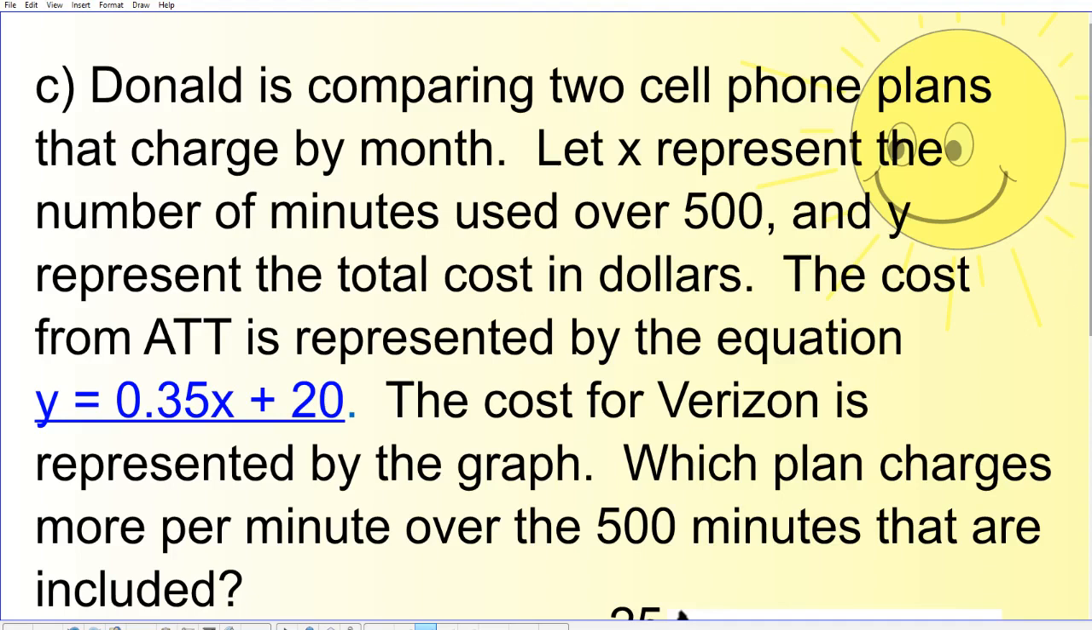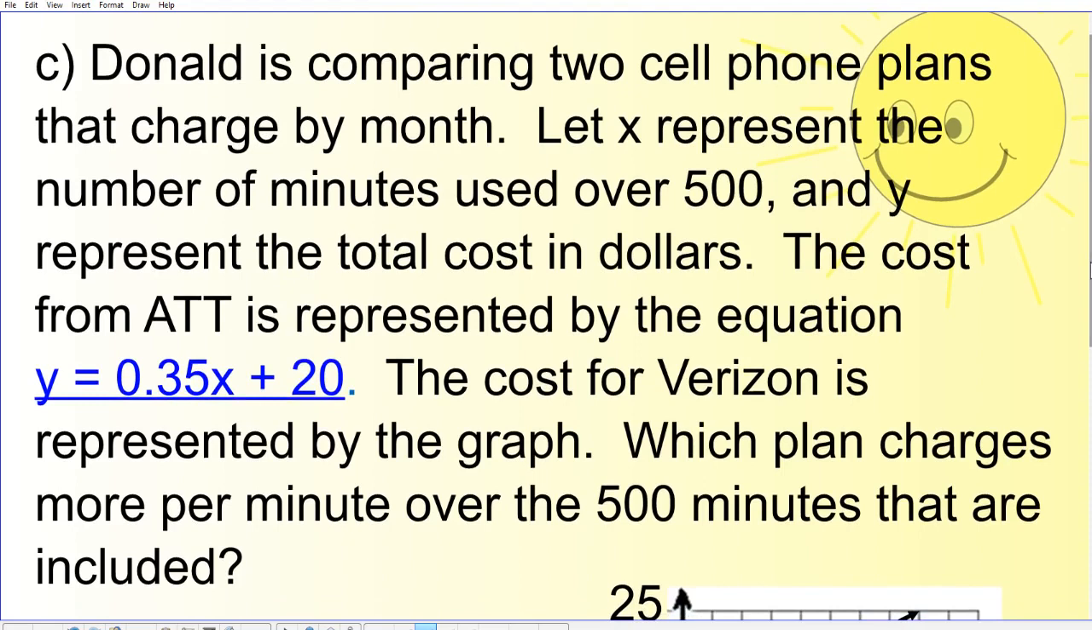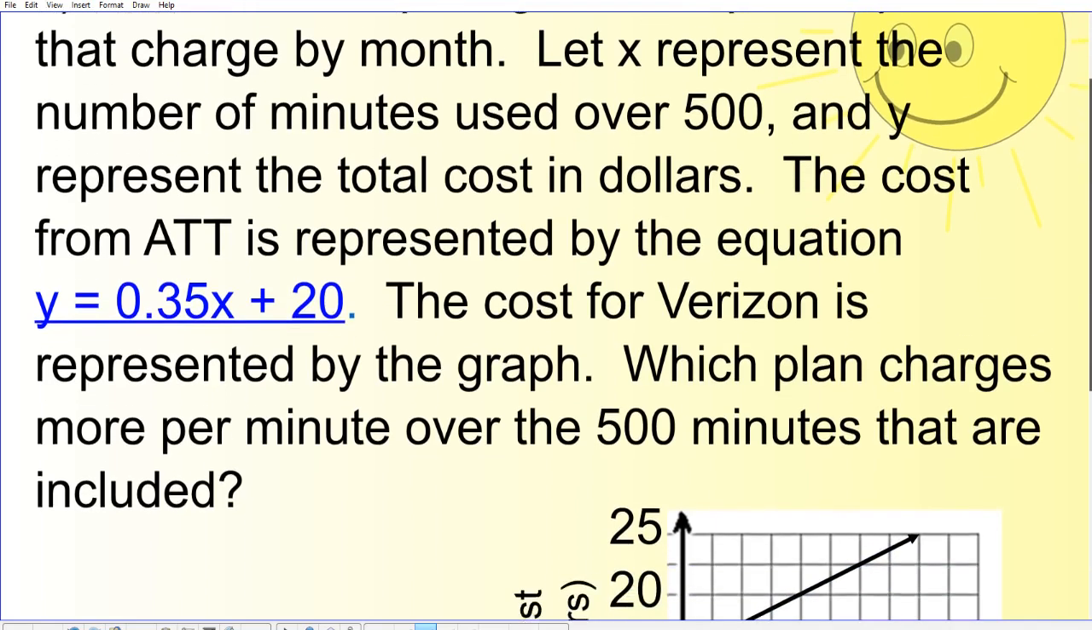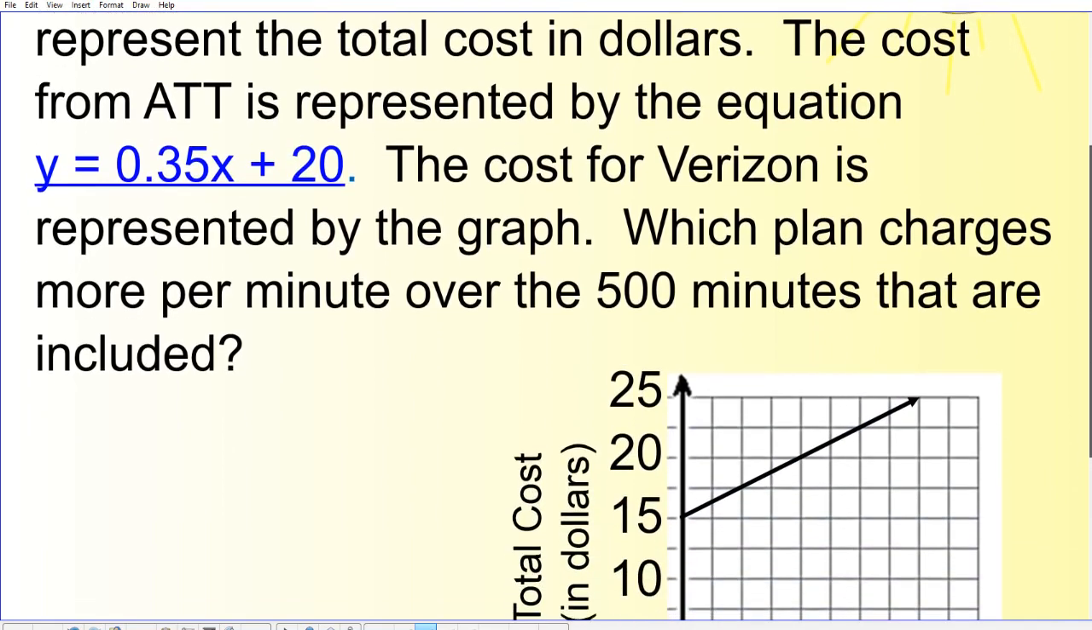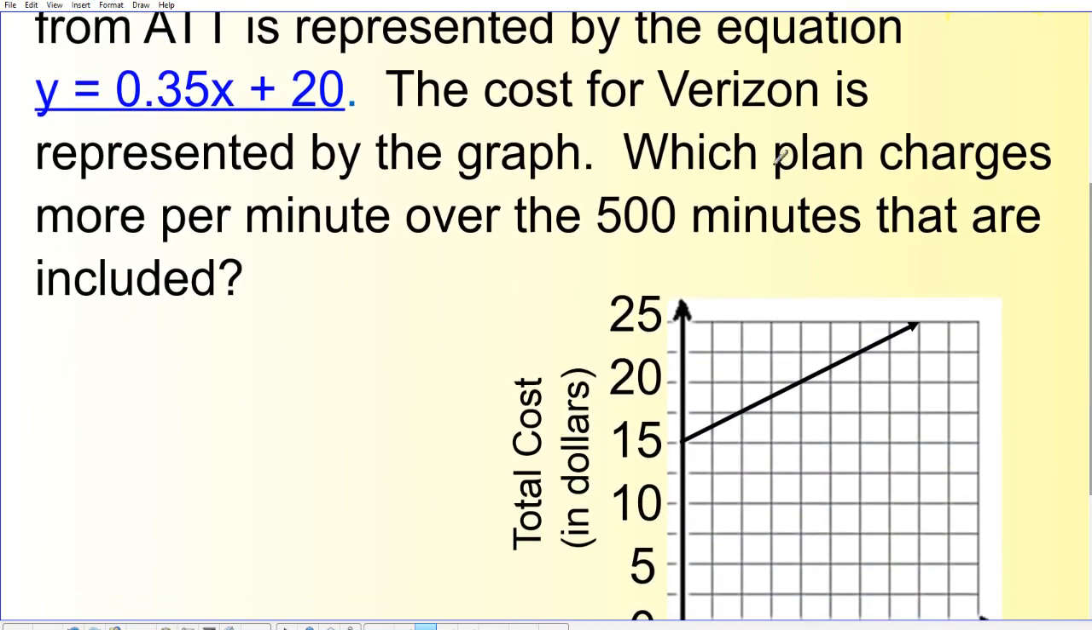Letter C. I think this is actually the last problem, too. Donald is comparing two cell phone plans that charge by month. Let X represent the number of minutes used over 500, and Y represent the total cost in dollars. The cost from AT&T is represented by the equation, and they give me an equation. The cost for Verizon is represented by the graph. Which plan charges more per minute over the 500 minutes that are included? Which plan charges more per minute? Dollars per minute.